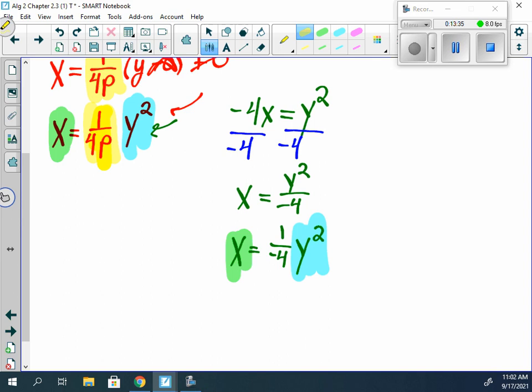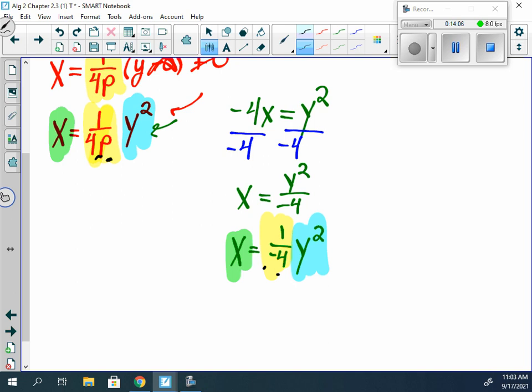So this 1 over 4p, what is it matching up with? Negative 1/4. So where the p appears is in that 1 over 4p. The similar location in the equation we have is the negative 1/4, yes? So whatever the value of p is, it should be in there with that negative 1/4, yes? This negative 1/4 and this 1 over 4p are in the same place, yes?